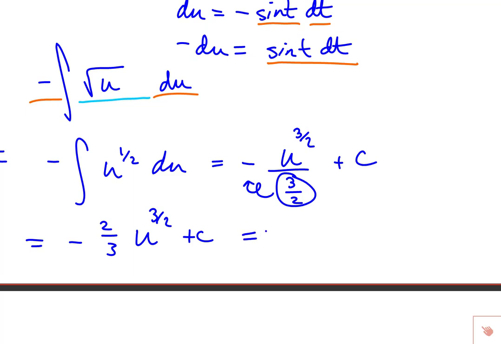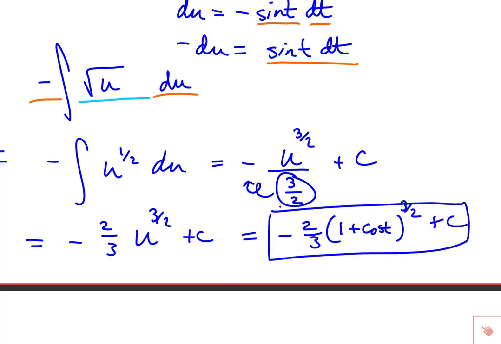set to be. So we'll rewrite this one more time as negative 2/3, and then I'm going to put where u was in parentheses here, and recall that that was really 1 plus cosine of t. So we have negative 2/3 parentheses 1 plus cosine of t, but then those parentheses are to the power of 3/2, as we saw with our antiderivative, and then we'll have plus c. So ultimately we have our antiderivative here using a substitution.